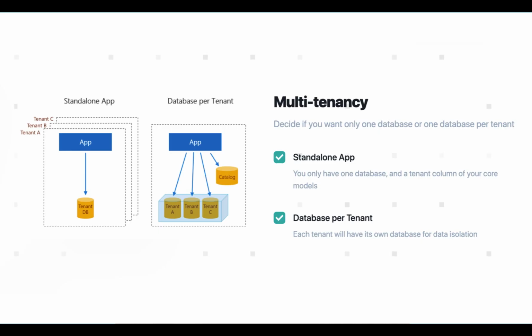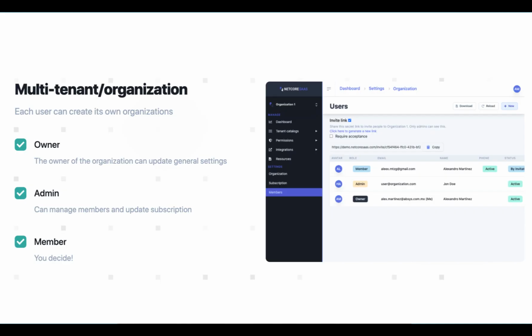There are a few concepts I'd like to explain before moving any further. Multi-tenancy. NetcoreSaas allows you to have a single database for all tenants or a database per tenant. Multi-organization. Any user can belong to as many organizations as he likes, he can be invited or create a new one. The default roles are owner, admin, member and guest.